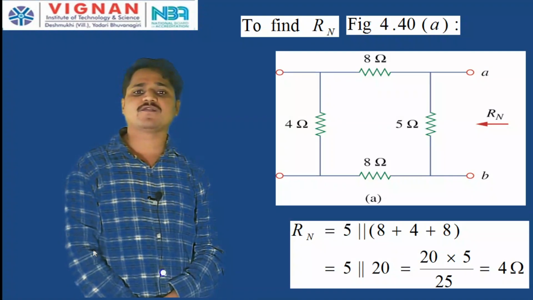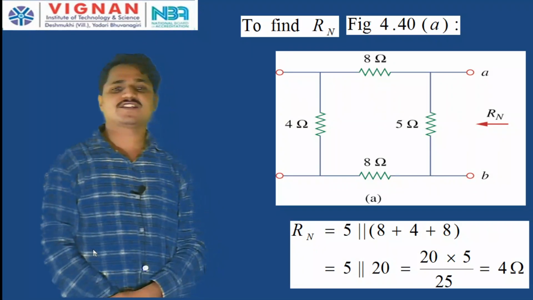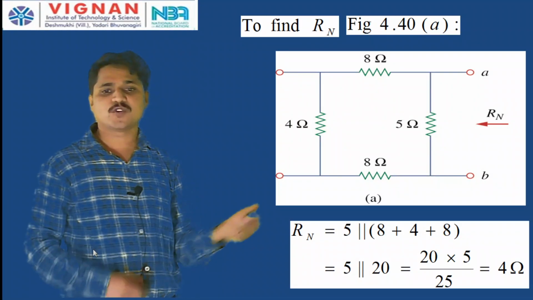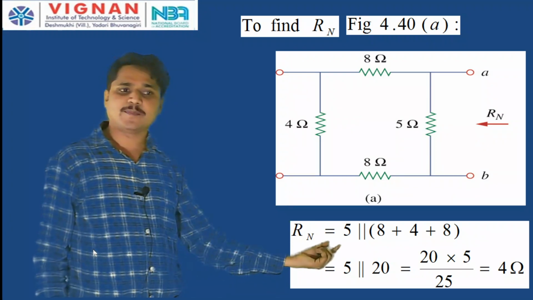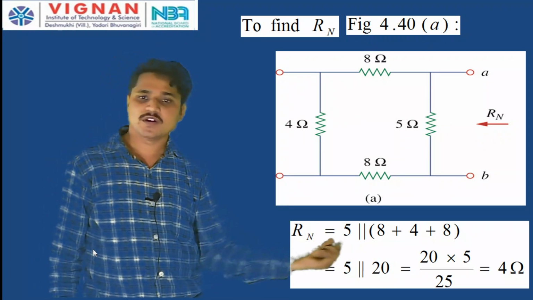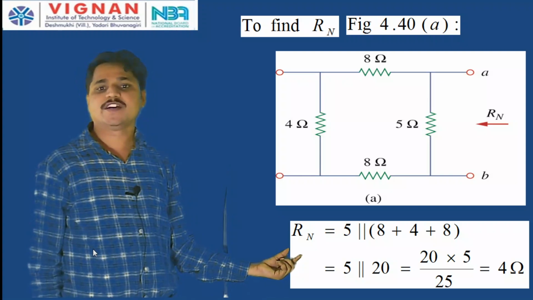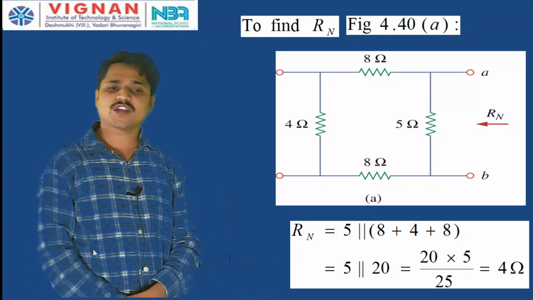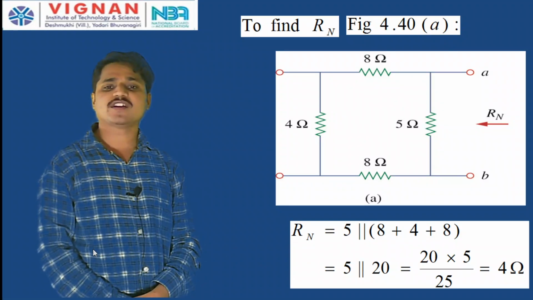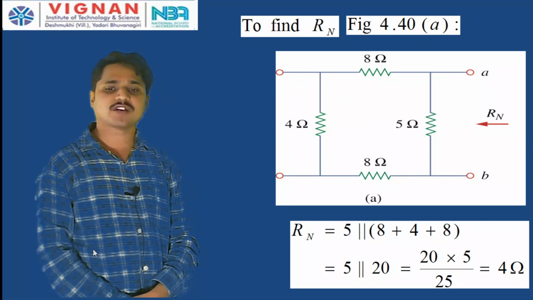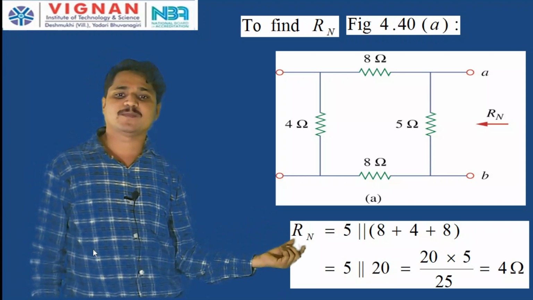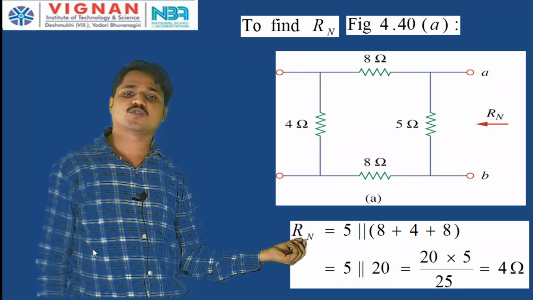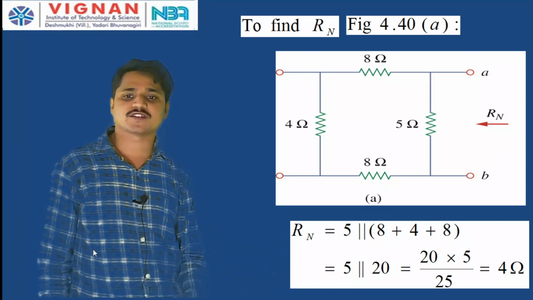because when n number of resistors are connected in series, the equivalent resistance is R1 plus R2 plus so on up to Rn. Therefore, 5 is in parallel with 8 plus 4 plus 8. So, that is equal to 5 in parallel with 8 plus 8 is 16, plus 4 is 20. So, 5 parallel with 20. When two resistors are connected in parallel, the equivalent resistance is R1 R2 by R1 plus R2. Therefore, 20 into 5 by 20 plus 5. So, 100 by 25, that is 4 ohm resistance.